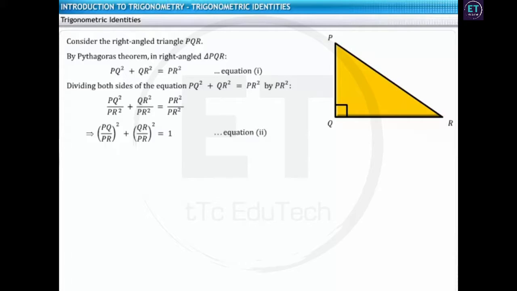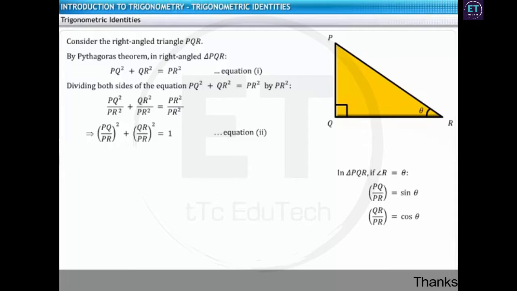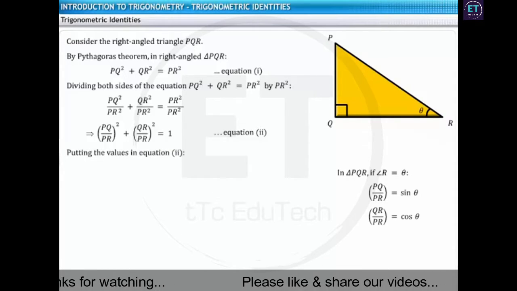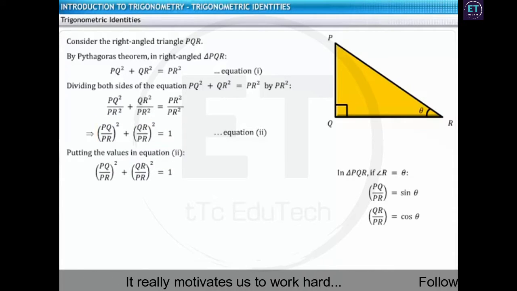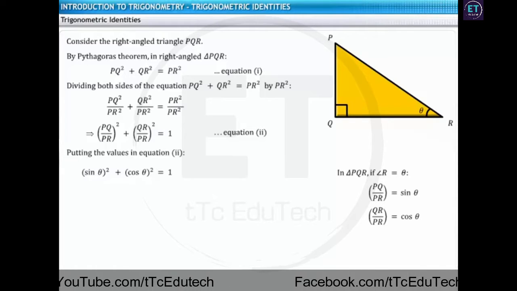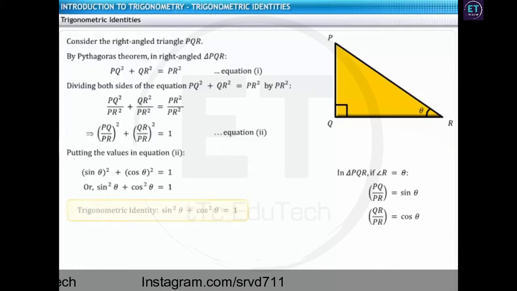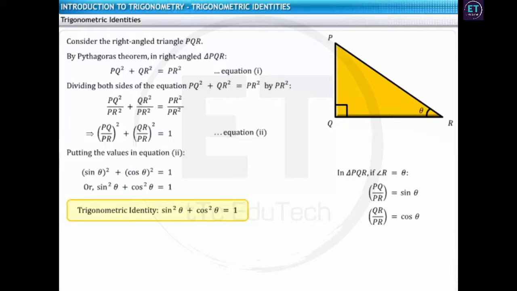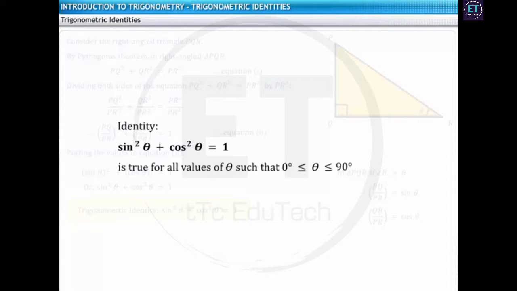equation 2. If angle R in triangle PQR is equal to theta, then the ratio PQ upon PR is equal to sin theta, and the ratio QR upon PR is equal to cos theta. Putting the values of these ratios in equation 2, we get an equation sin square theta plus cos square theta is equal to 1. This equation is a trigonometric identity. This trigonometric identity is true for all values of angle theta from 0 degrees to 90 degrees.